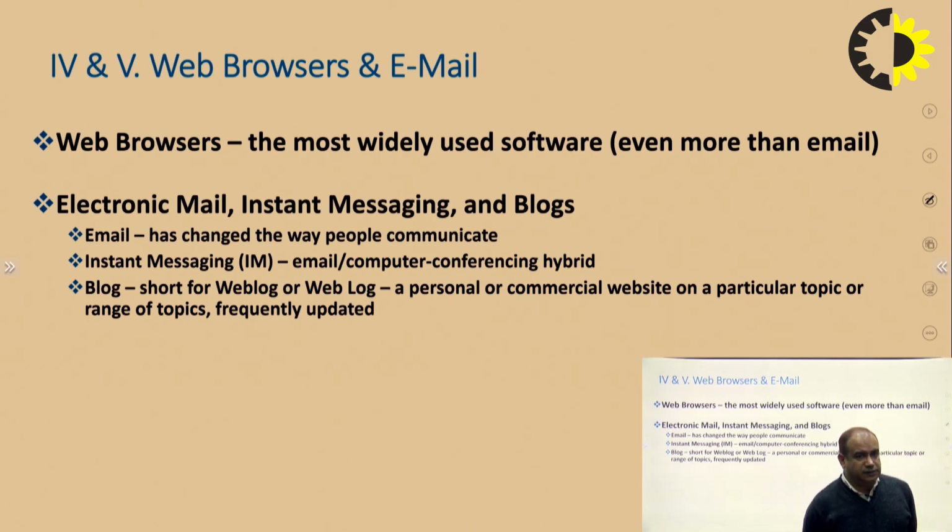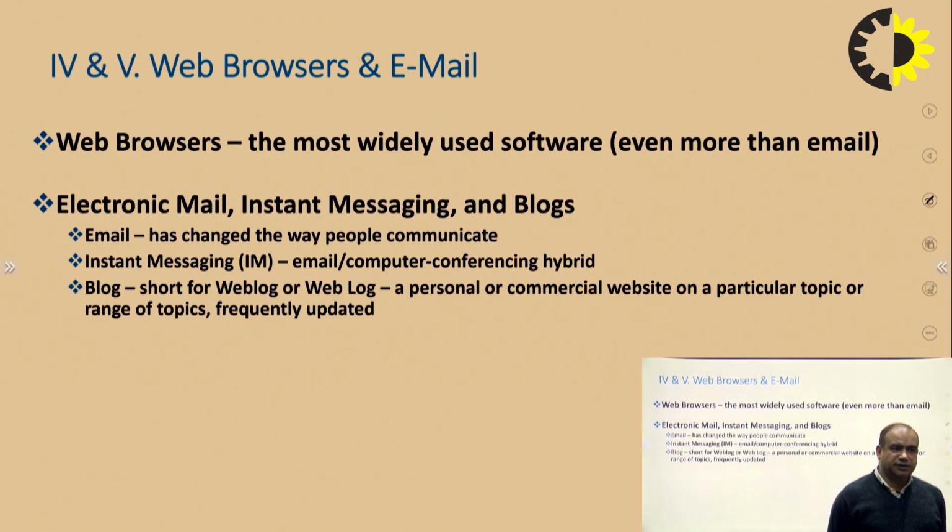These are general purpose software. Web browsers are widely used software, even more than email. So, electronic mail, instant messages and blogs are part of general purpose software. Email has changed the way people communicate. Also, any kind of document can be shared with another person or a group of persons by using email.